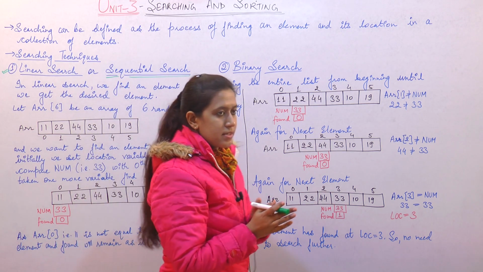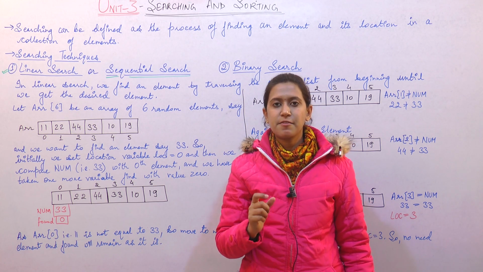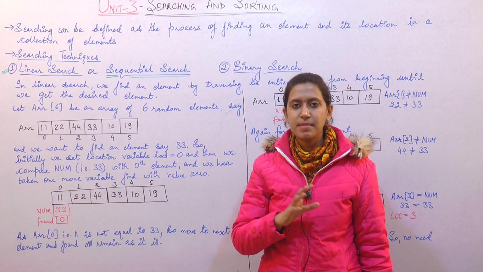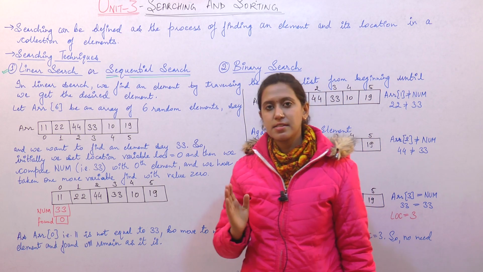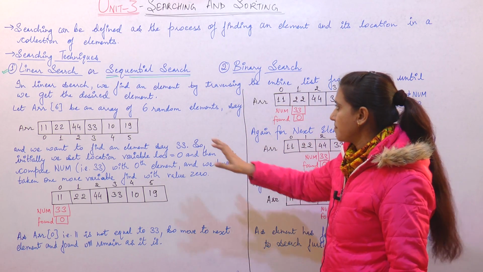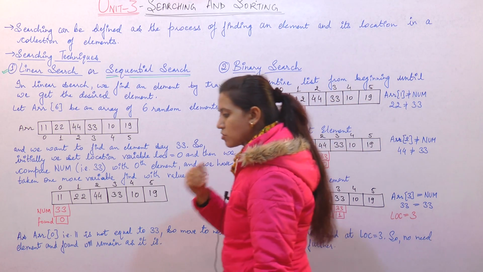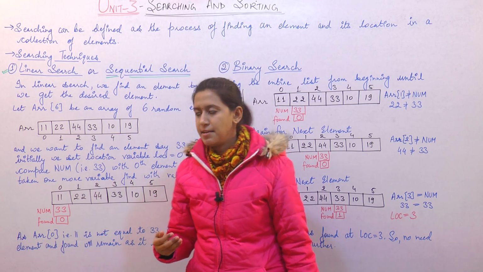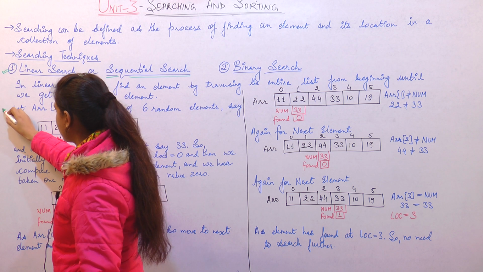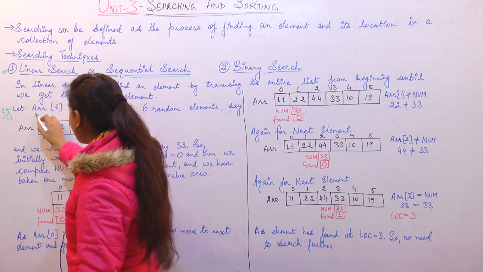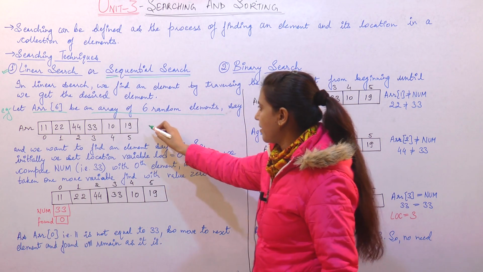That means we have an entire list and want to search for a specific element in it. To find that element, we will traverse the entire list from the beginning and stop when we get our desired element. Let's understand this with an example. Let array be an array of 6 random elements. So here we have taken an array.